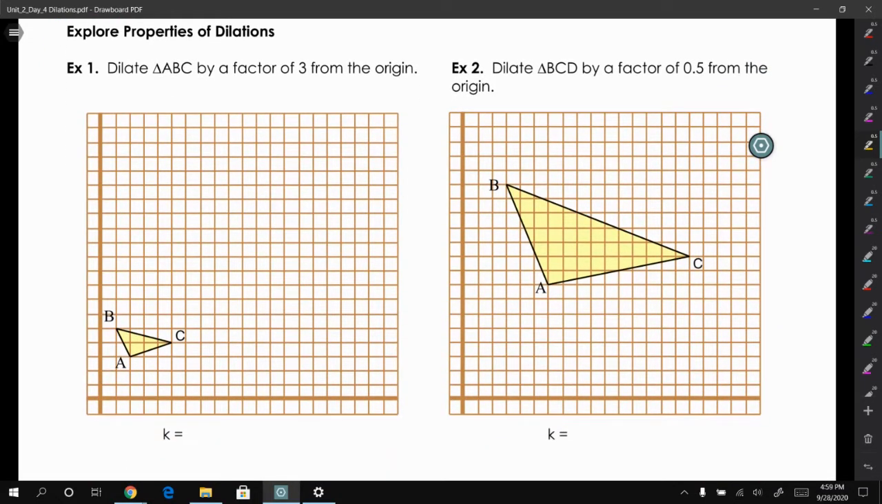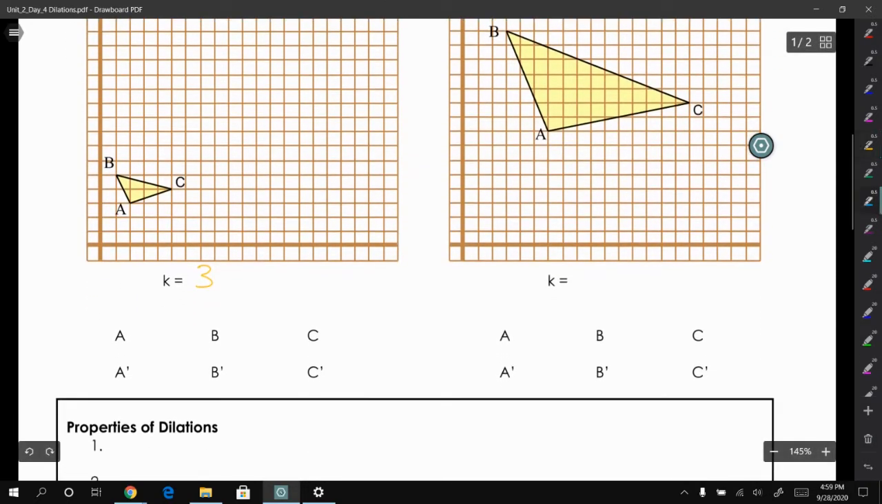We're going to dilate triangle ABC that's drawn for us by a factor of 3 from the origin. So 3 is our scale factor. Now let's figure out the points of ABC. A is at 2, 3. B is at 1, 5. And C is at 5, 4.